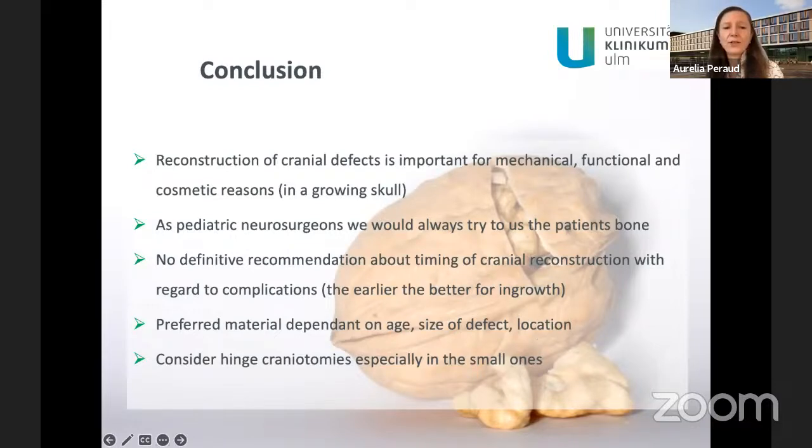In small children, we always consider hinge craniotomies. So we keep the bone in the situs. We don't remove it. We don't put it in the fridge. And we do not have to go back in most cases for reimplantation. So it will re-ingrow by itself as soon as the swelling goes down.